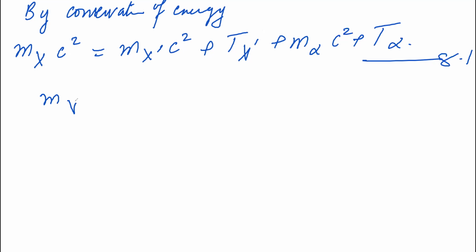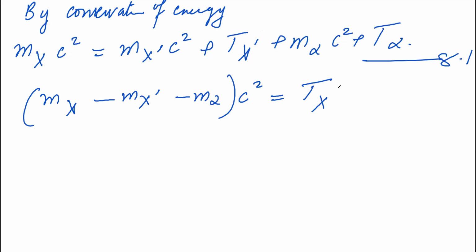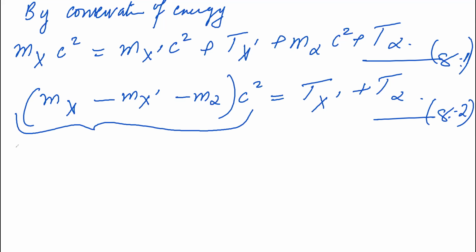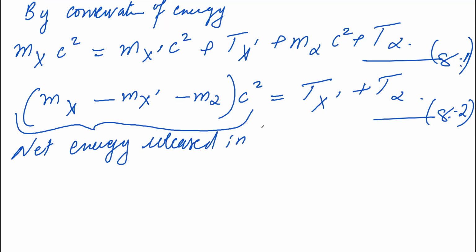So m_X minus m_X' minus m_alpha, into c squared, is equal to T_X' plus T_alpha. So this is equation 8.2. Now in 8.1, this term is giving you the net energy released in the decay.